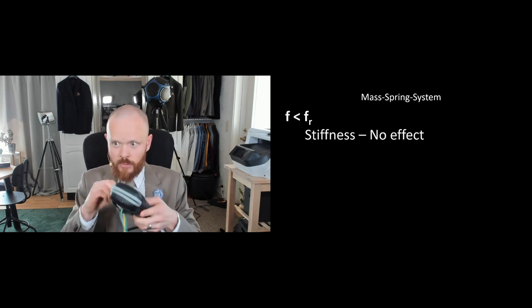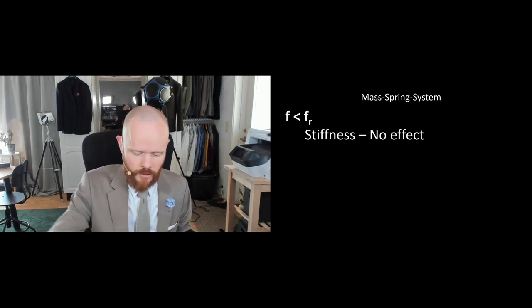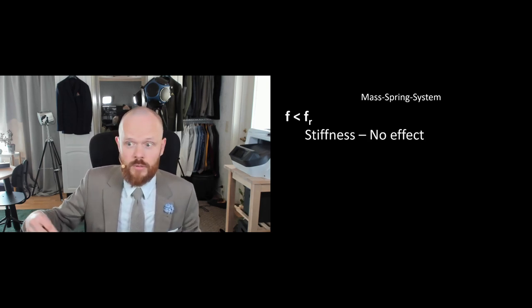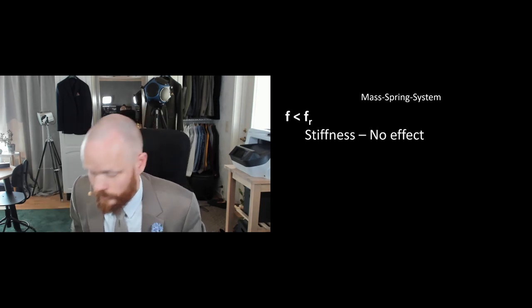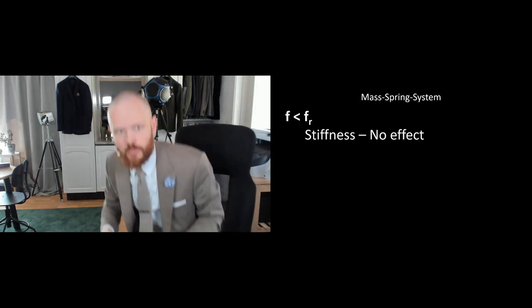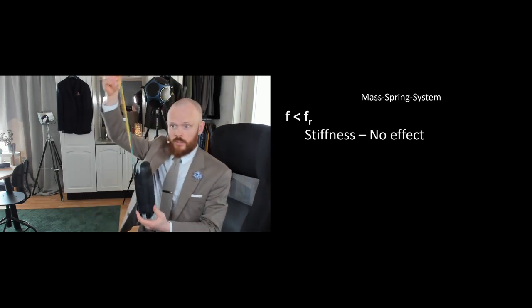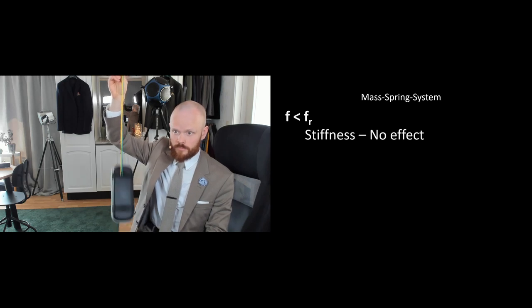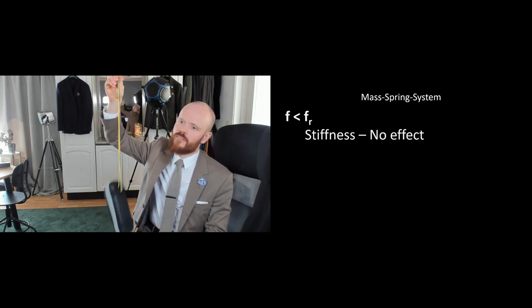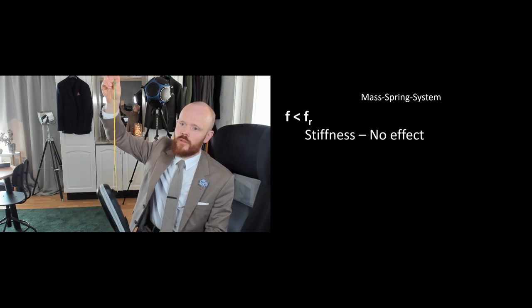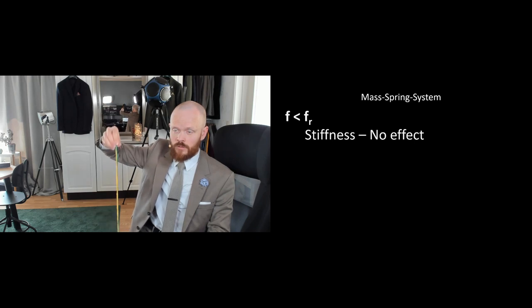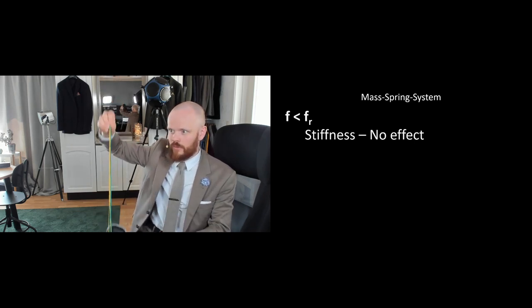So we're going to go back to this one and take a look at it. We'll put the mass in here because I think it's a bit more clear with that one. So when it's controlled by stiffness, when you're below FR, so this is the resonance frequency. If I excite this system with a frequency that is lower than the resonance frequency, you see, nothing happens down here. It's just moving together with this one up and down.